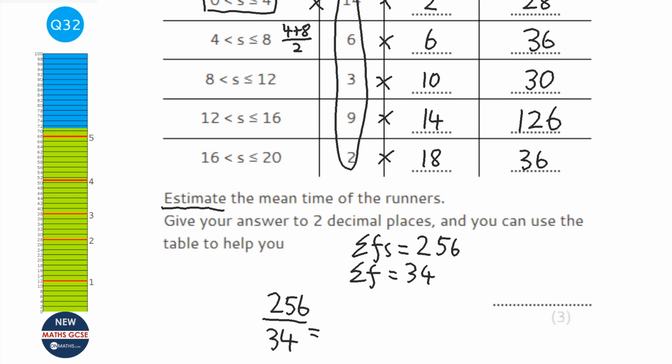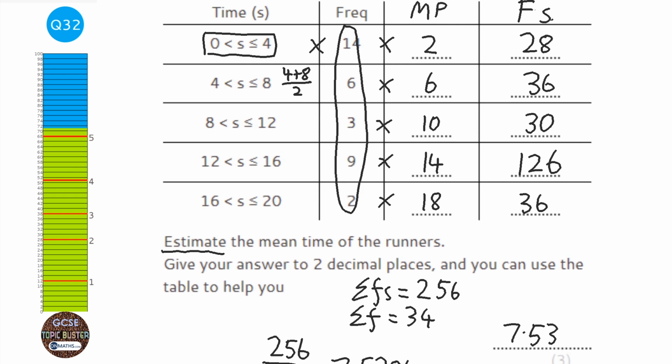And I get the answer of 7.5294 and so on. And to 2 decimal places, that's going to be 7.53. Now, the reason it's an estimate, as I've said before, is that we don't know that all the values in the first group are 2. We are estimating them to all be 2, even though we know that some of them will be 1, some of them will be 3.